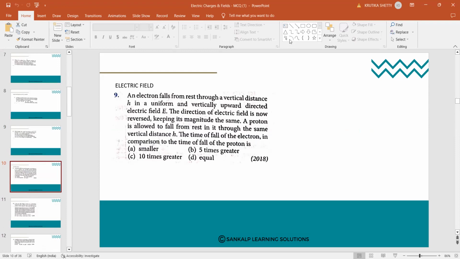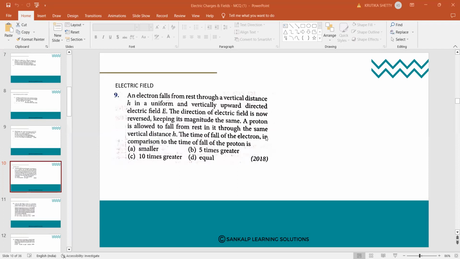An electron falls from rest through a vertical distance h in a uniform and vertically upward directed electric field E. The direction of the electric field is now reversed. Keeping its magnitude the same, a proton is allowed to fall from rest in it through the same vertical distance h. The time of fall of the electron in comparison to the time of fall of the proton is.